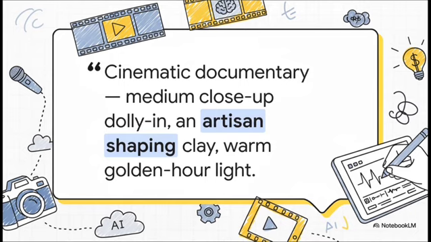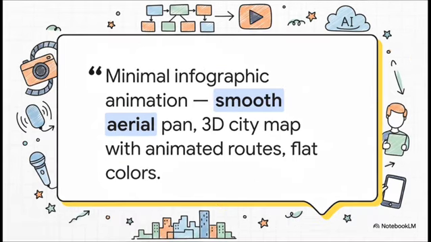Okay, so check this out. Here's what that looks like all put together. Cinematic documentary, medium close-up dolly in, an artisan shaping clay on a wheel, warm golden hour light, shallow depth of field, filmic grain. See? You're not just saying a person making pottery. No way. You're asking for a mood, a specific feeling. You're using real film terms to get exactly the shot you have in your head. It's brilliant. And it's not just for live action stuff. Here's another one, totally different. Minimal infographic animation, smooth aerial pan, 3D city map with animated lines showing routes, upbeat tone, flat color palette. You see? Perfect for an explainer video. The big takeaway here is that your words literally become your camera. The prompt is your new director's chair.